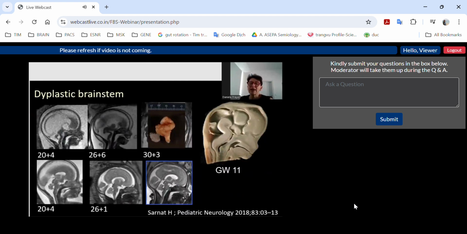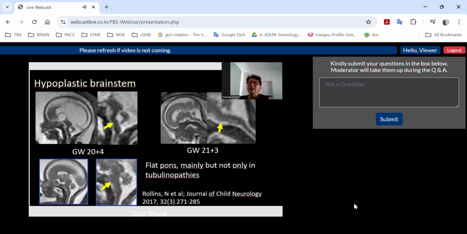What about the dysplastic brainstem? The dysplastic brainstem is always a really strong sign that something is going wrong, and you can see it in the upper row compared with the normal fetuses in the lower row, and it is a persistence of the embryonic shape of the brainstem. And a flat pons that is not really dysplastic but also flat is usually a sign of the presence of a tubulinopathy.